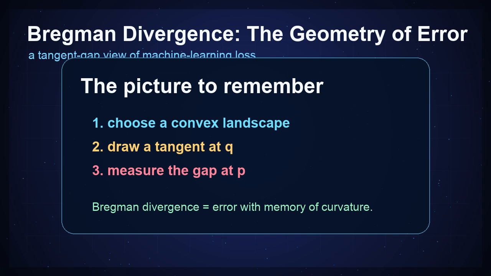So the vivid picture is simple: choose a convex landscape, draw a tangent, and measure the gap. That gap is a customized notion of error. Bregman divergence is not just distance. It is distance with a memory of curvature.